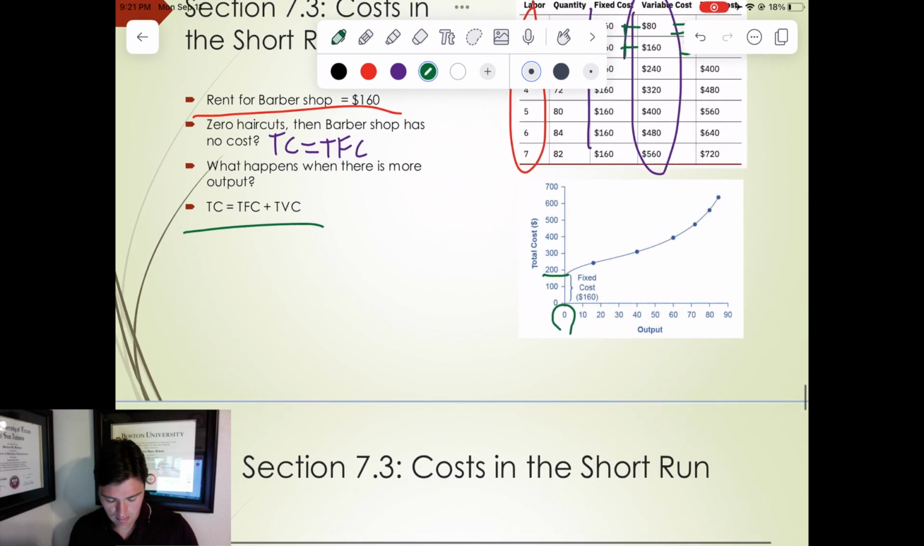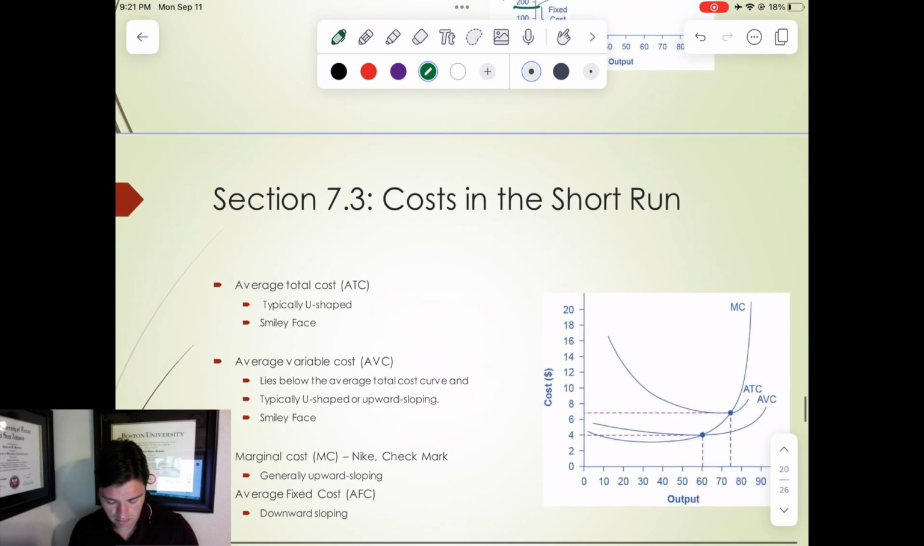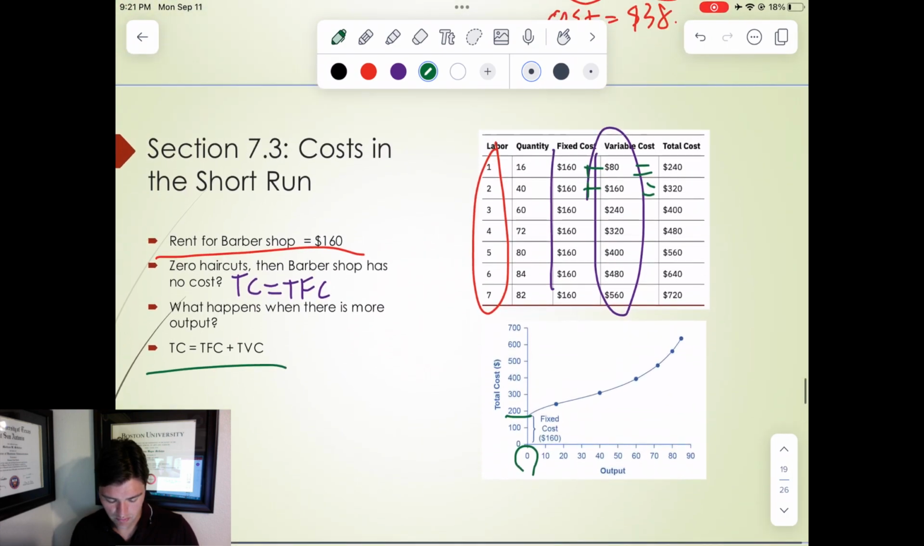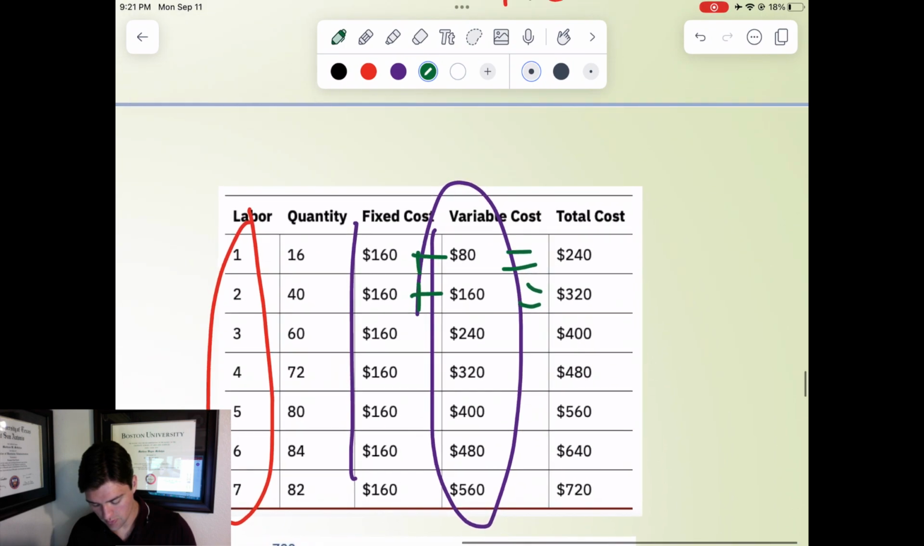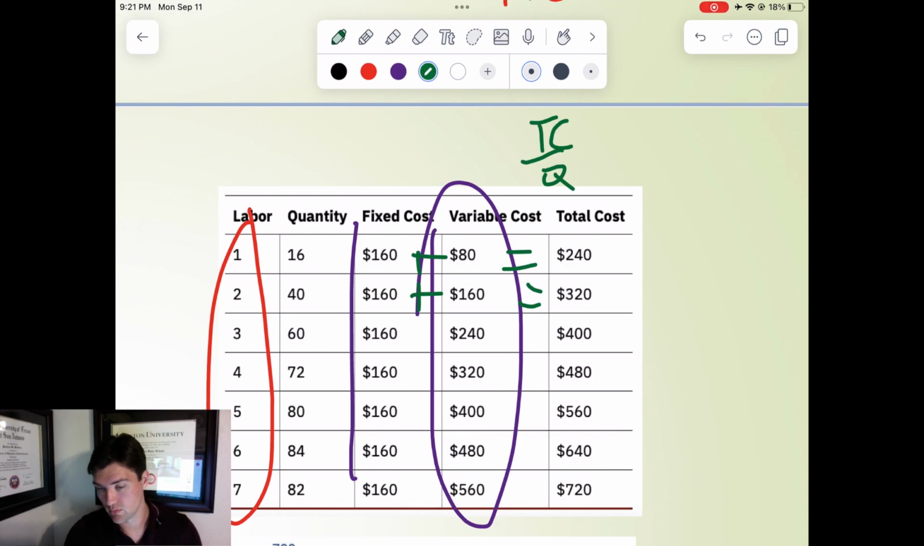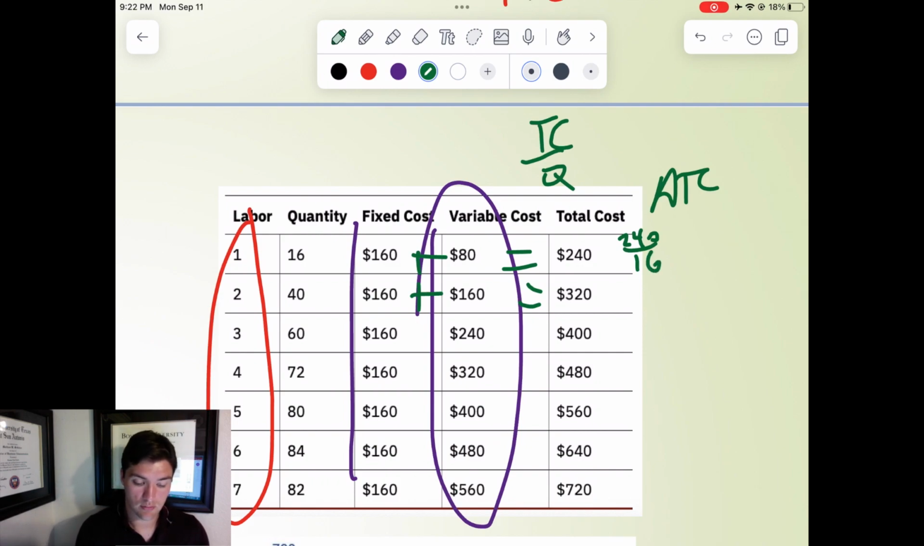Now, in terms of the average, let's do the average real quick. For the average, remember, you're going to do total cost divided by quantity. So let's get a calculator out. Let's look at the average total cost. So we'll do 240 divided by 16, and that should equal 15.